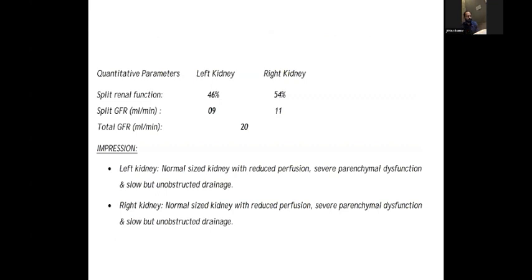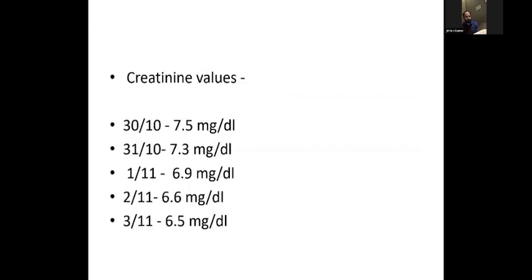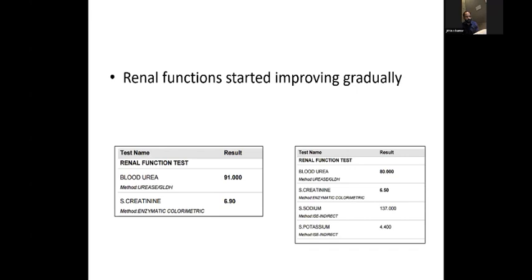The split function was also assessed, which showed a GFR of 9 in the left kidney and 11 in the right kidney. So both of them were almost equally affected, and severe parenchymal dysfunction was noted, but there was no obvious obstruction. So in the absence of obstruction, we continued with the antibiotic therapy and decided against intervention. In the coming days, there was stable, steady but slow improvement in his renal functions, and his urine output was adequate. So renal functions started improving gradually.